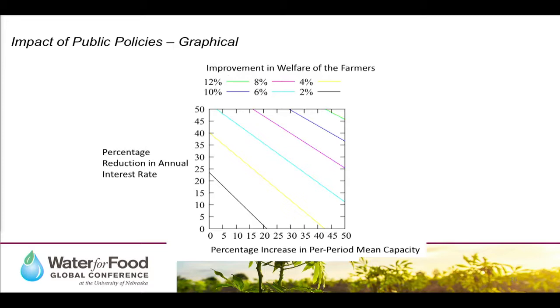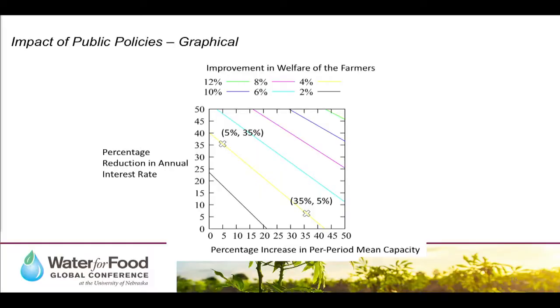If I increase the capacity, or if I make the loans more affordable to the farmers, welfare is going to improve, right? So both these policies are, in some sense, substitutes. But which of these policies is more beneficial? That is coming from the level curve here. If you look at the level curve, which is marked as yellow, on which these two points lie, we have these two different policies. One policy suggests that you should improve the capacity by 35% and reduce the interest rates by 5%.